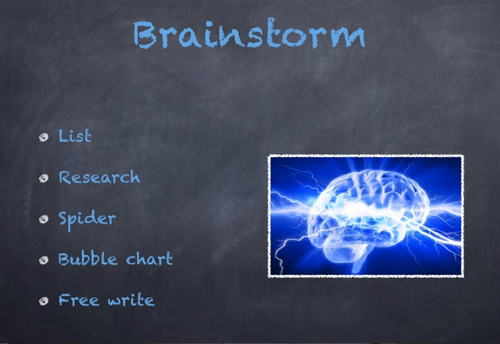Brainstorm. There are a number of ways that you can brainstorm. You can make lists of things that seem interesting to you. You can do some initial research, just a little bit. Don't go crazy with the research, but you can do a little bit of that. A spider or a bubble chart. You may have seen those before. You've got a big bubble in the center that's a topic, and then you've got lines that branch off to smaller bubbles that have to do with that topic. And if you're a visual person, that might be a fun way to go.